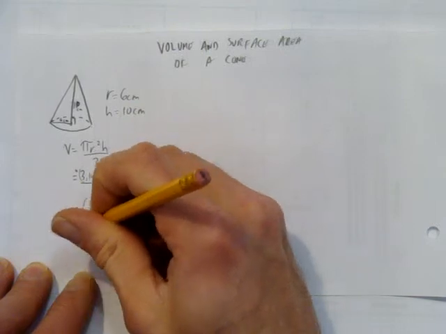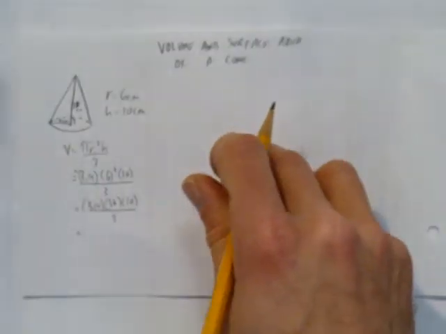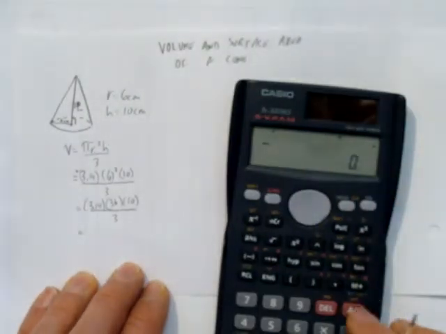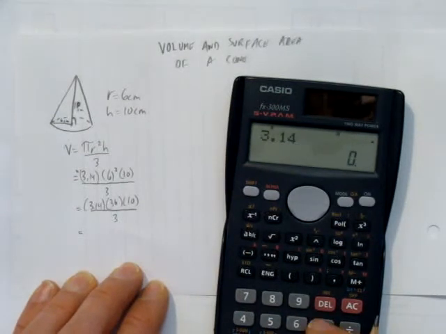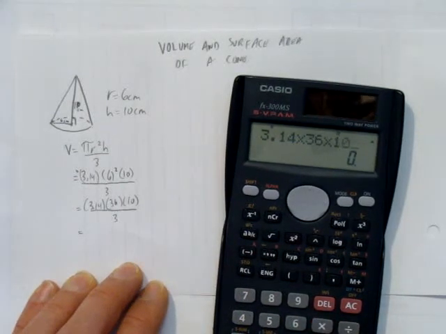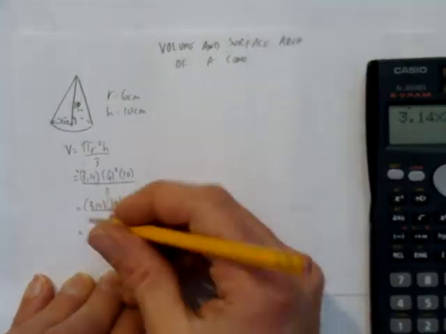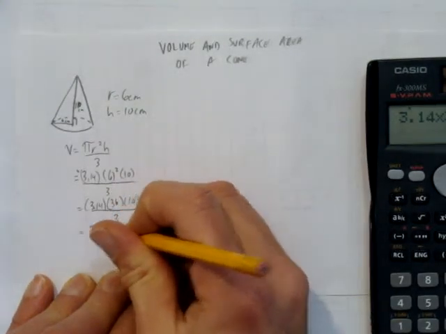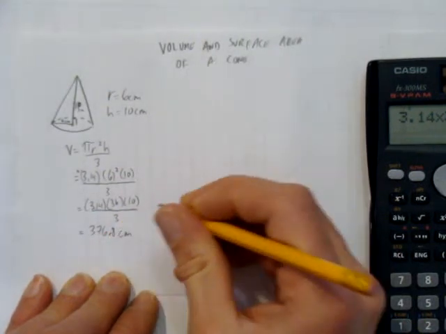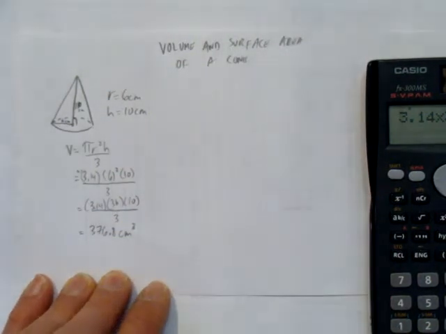And now I'm going to calculate everything all at once on my calculator. So 3.14 times 36 times 10 divided by 3, and we get 376.8. The units are centimeters, and since it's volume, they're cubed.